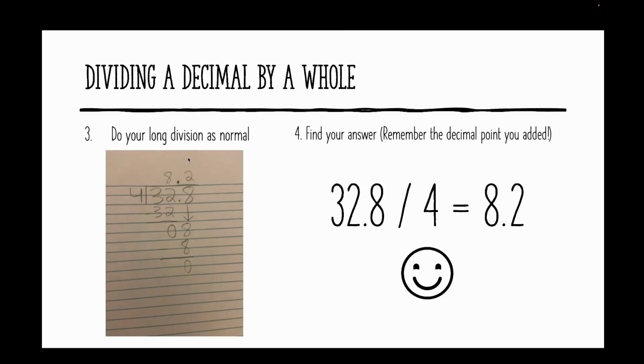Go ahead and do your long division as normal, remembering that you have the decimal point here. So 4 can go into 32 8 times. 32 minus 32 is 0. You bring down the 8. 4 goes into 8 2 times. So you put 2 up here, but remember to put it behind the decimal, since this number that you brought down is behind the decimal. And then 8 minus 8 is 0. So your answer: 32.8 divided by 4 equals 8.2.